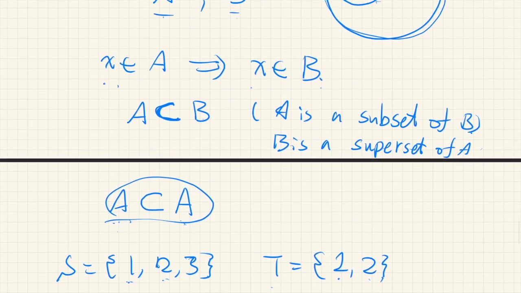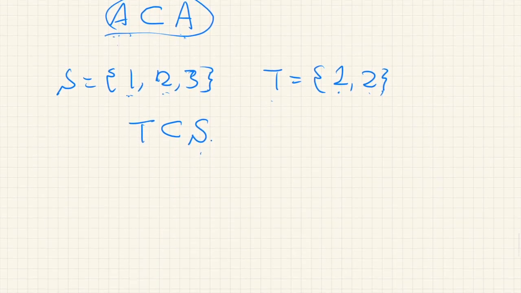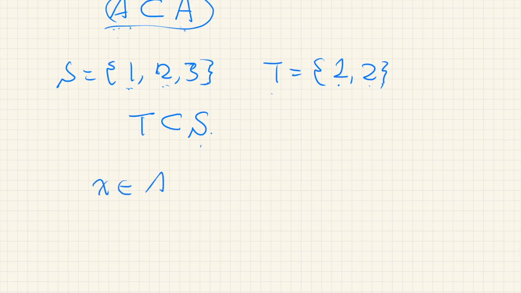Now, if there are two sets, this arrow can hold in the opposite direction. So in that case, if X is an element of A, then X is also an element of B.